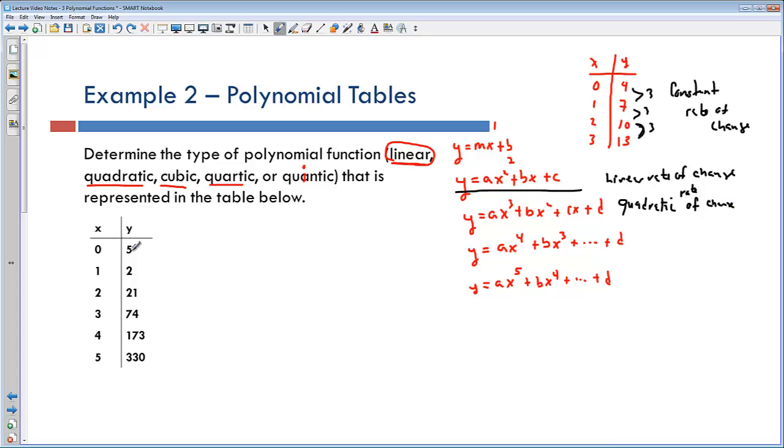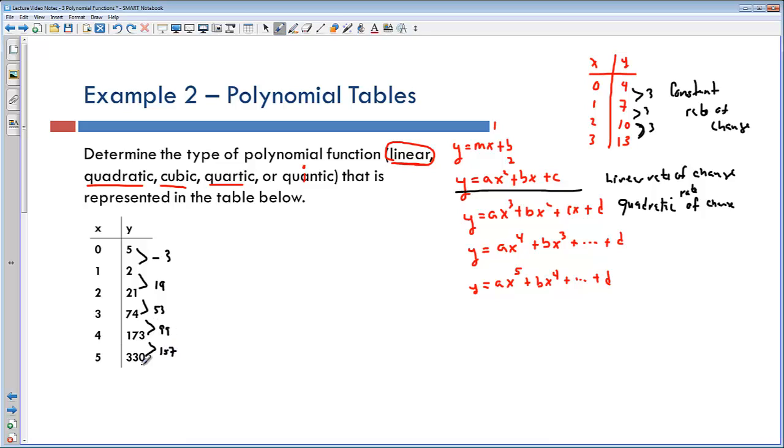All right, so let's look at this example. If you take the difference here, and you always take the final minus the initial, so 2 minus 5 will give you negative 3. And then you take the difference here, 21 minus 2, that'll be 19. 74 minus 21 should give you 53. And then 173 minus 74 should give you 99. And 330 minus 173 should give you 157.